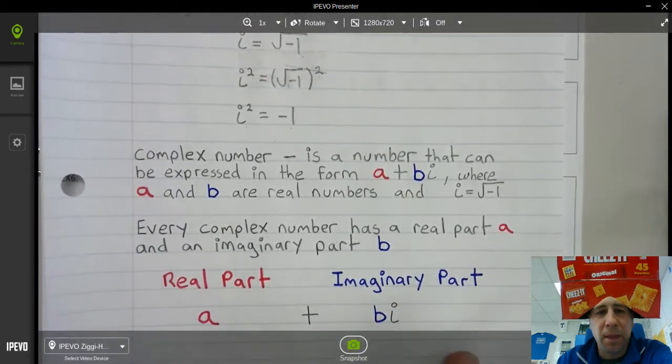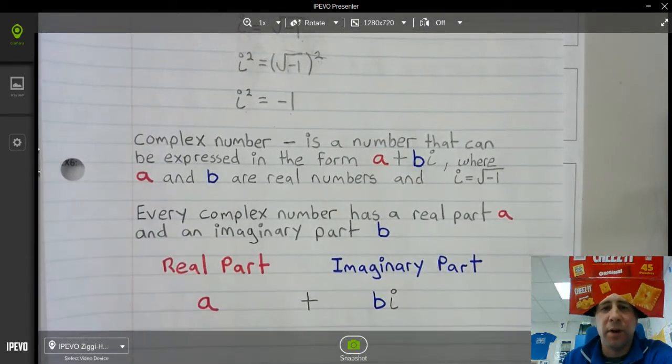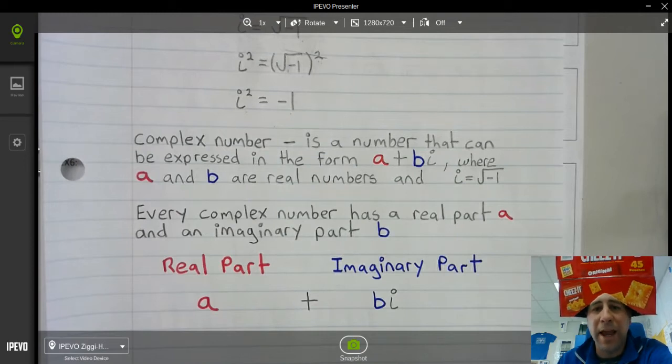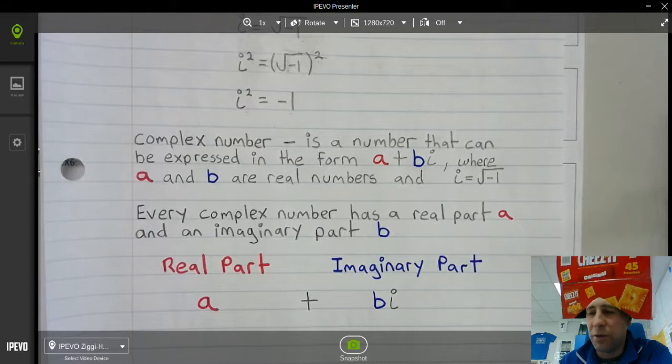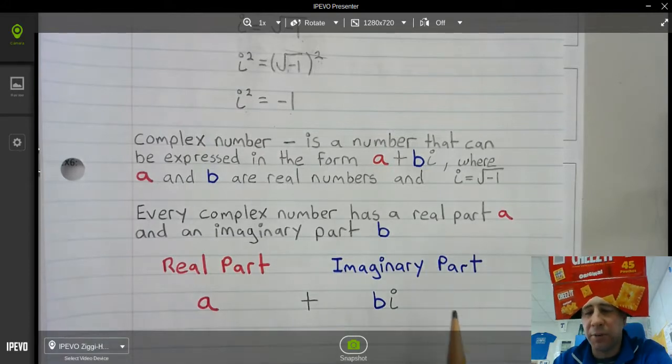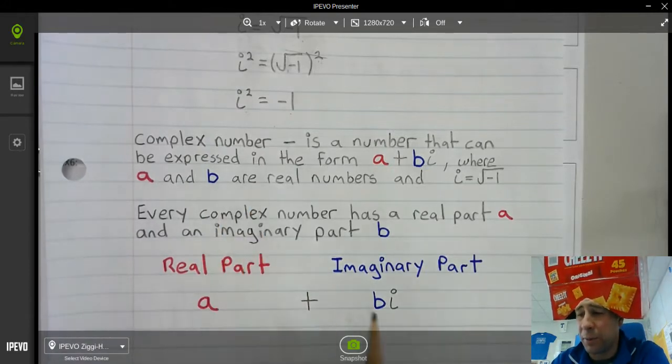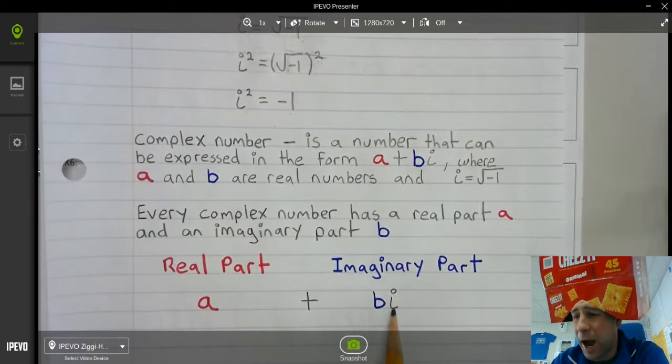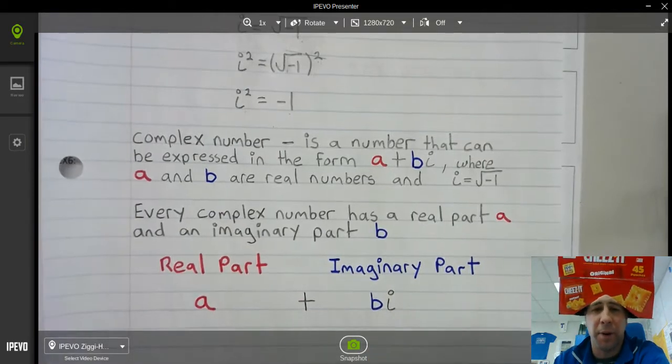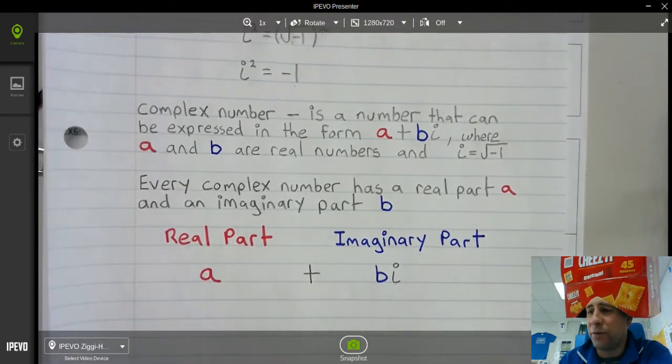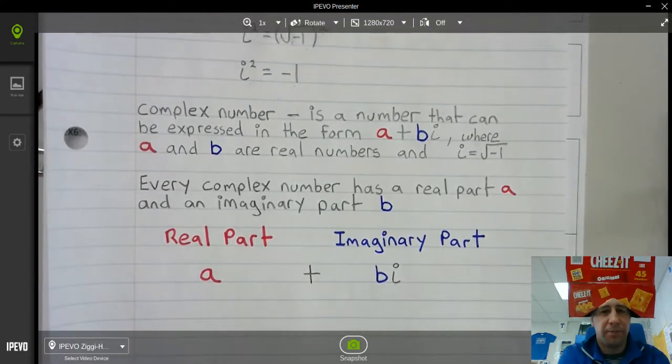All right. Let's now look at a complex number. A complex number is a number that can be expressed in the form of a plus bi, where a and b are real numbers, and i equals the square root of -1. Now, every complex number has a real part a and an imaginary part. The real part is a, and the imaginary part is bi. Now, b is a real number, but bi is the imaginary part. Okay? All right, so if you would, update your notes.